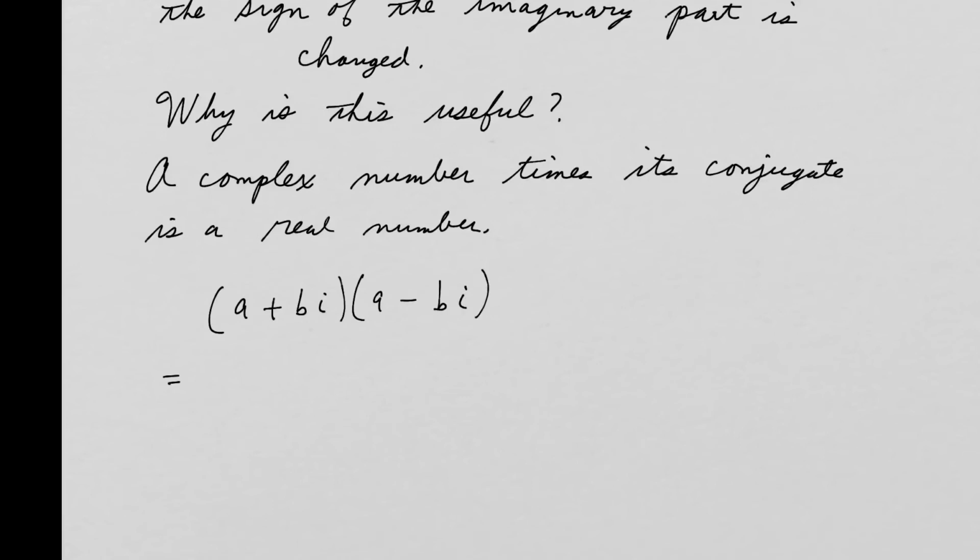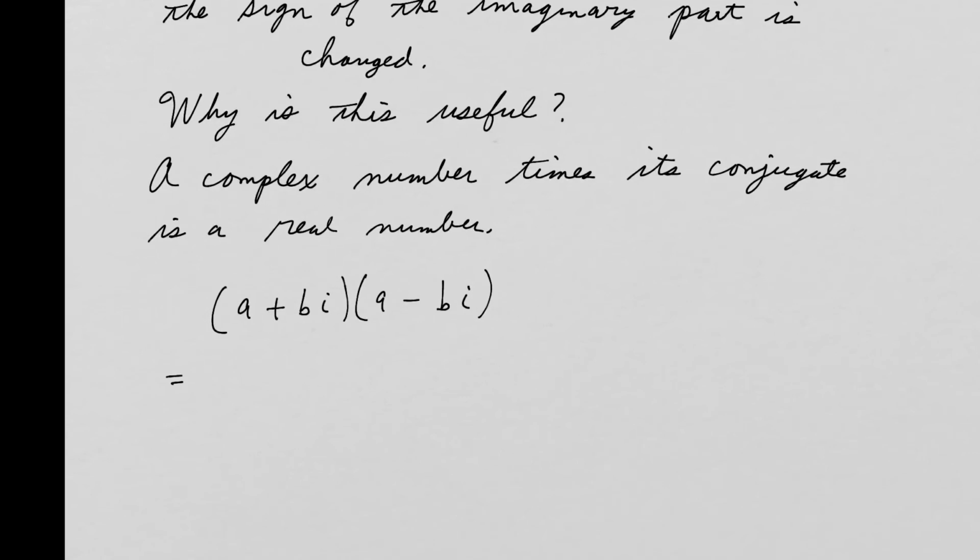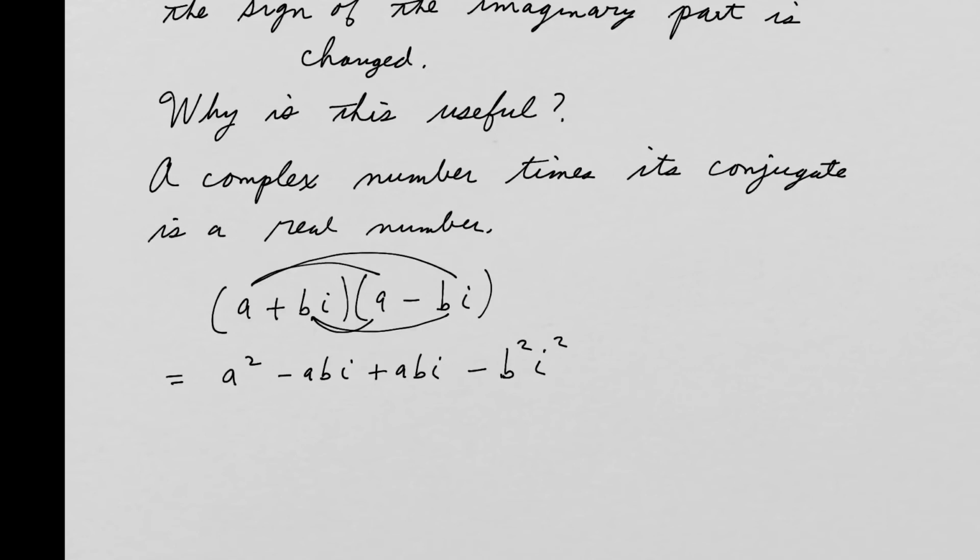So let's expand this out. Let's multiply this out. So if I do that, right, I have a times a, that's a squared. A times negative bi, I can write as negative abi. Bi times a, I can write as positive abi, right? It's the same thing. Doesn't matter what order I multiply in. And then bi times negative bi is negative b squared i squared, right? But remember, i squared is negative 1.